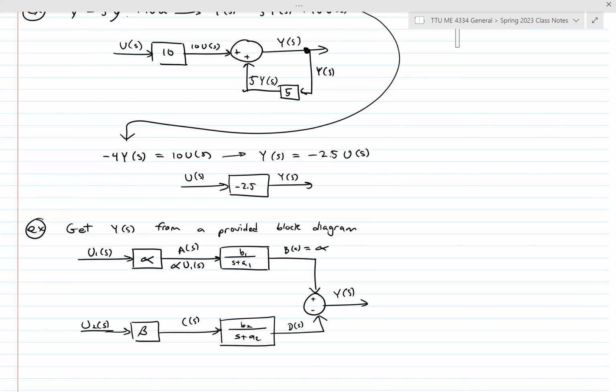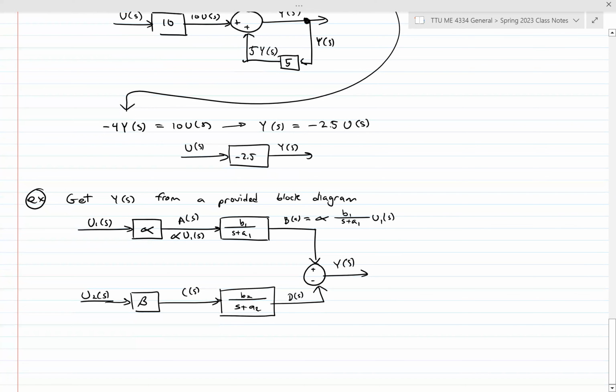Alpha times this transfer function, right? Times u1 of s. It's pretty straightforward in a diagram like this where everything's flowing from left to right. We have a takeoff point. If we have a feedback loop at all, maybe it gets a little bit more complicated, right? Same thing for the bottom, right? We follow u2. So in some cases, it depends on the situation.